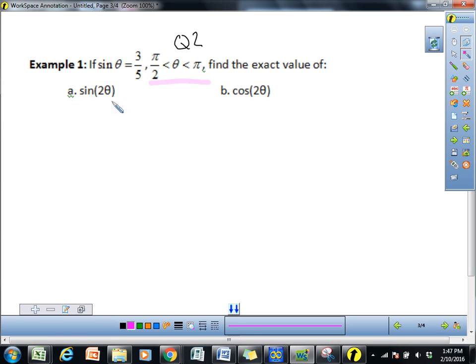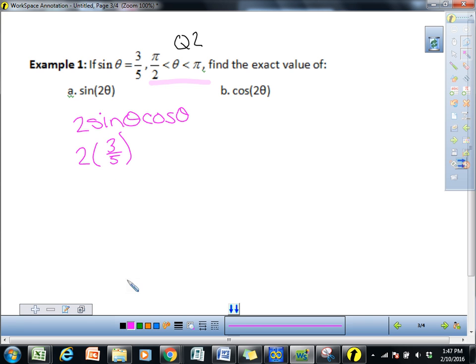Next thing I'm going to do is, just like with the sum and difference formulas, I'm going to write out what sine 2 theta is equivalent to. So it's going to be equivalent to 2 sine theta cosine theta. I know what sine theta is. I can fill that in with 3/5. Now we don't know cosine theta, so I'm going to have to figure that out.